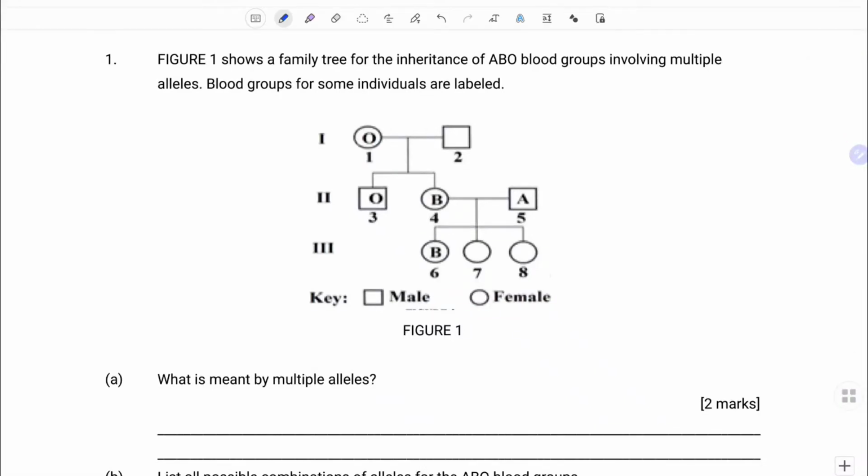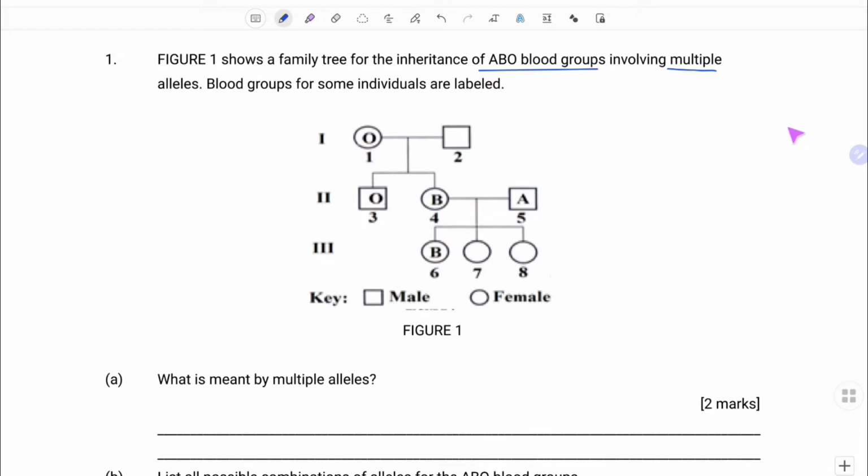Question 1. Figure 1 shows a family tree for the inheritance of ABO blood group. So as long as you see ABO blood group, it must be related to the concept of multiple alleles. Because in your syllabus, multiple allele is non-Mendelian inheritance. So the example is ABO blood group. So you must be able to state ABO blood groups as an example for non-Mendelian multiple alleles inheritance.